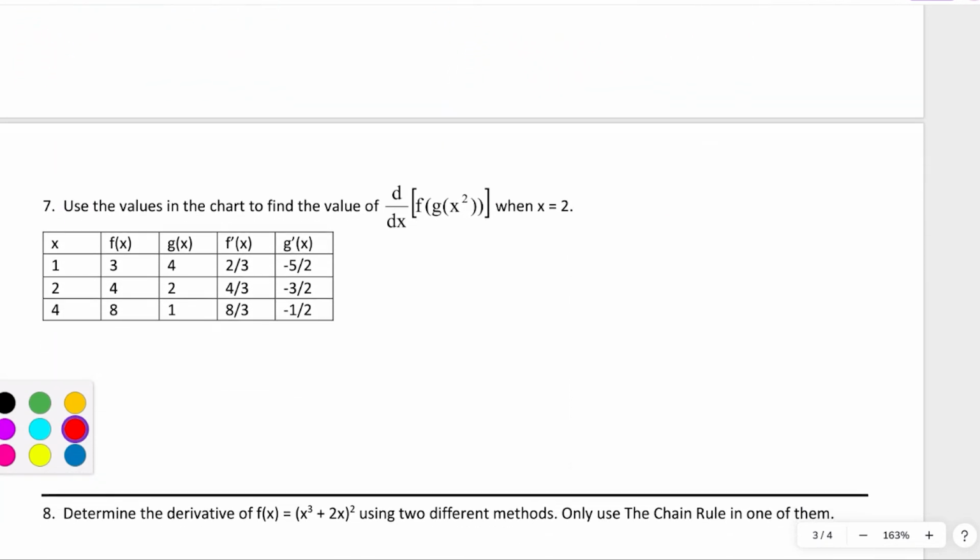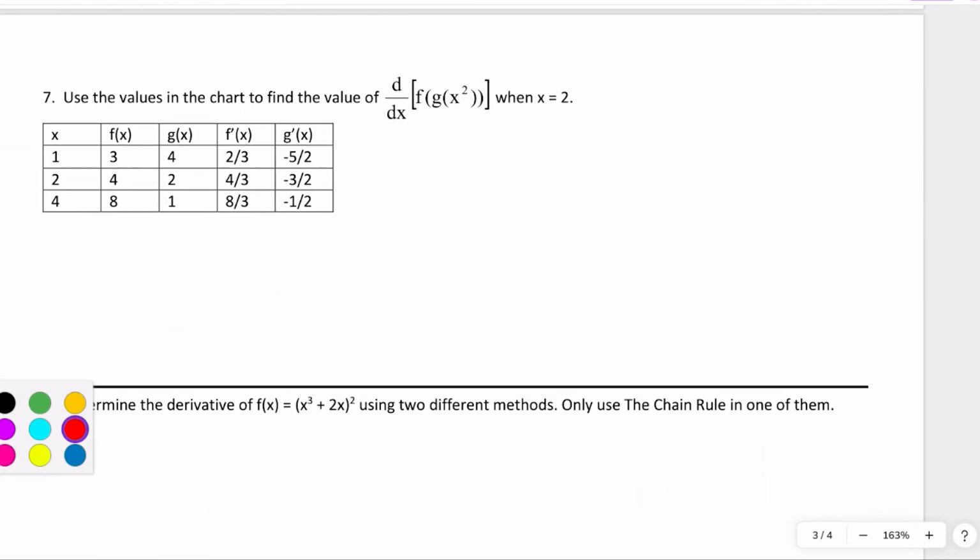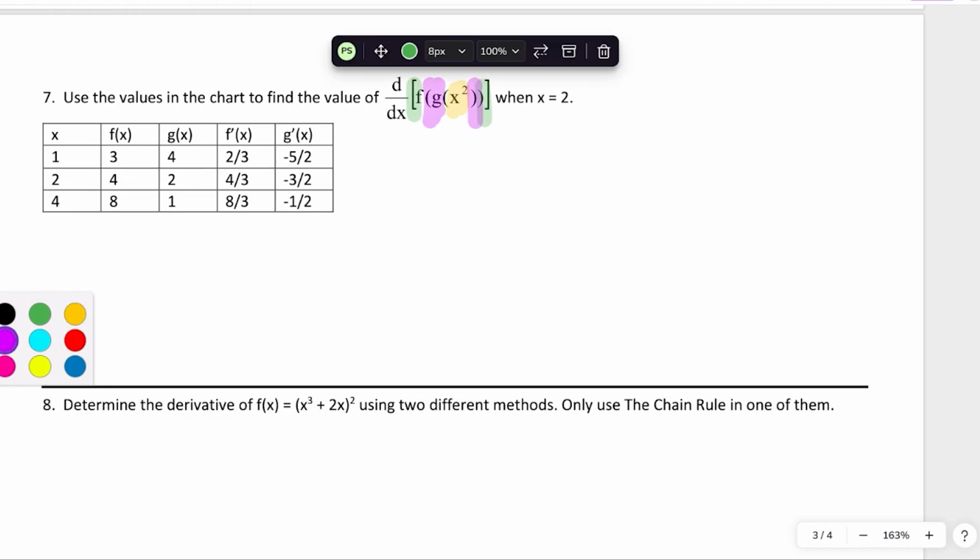Number 7, use the values in the chart to find this derivative. Okay, here we've got a triple nested function. So not only do we have our outside function, which is f of x, and our inside function, which is x squared, but we also have this middle function, g of x. So we're going to have to use chain rule twice here.